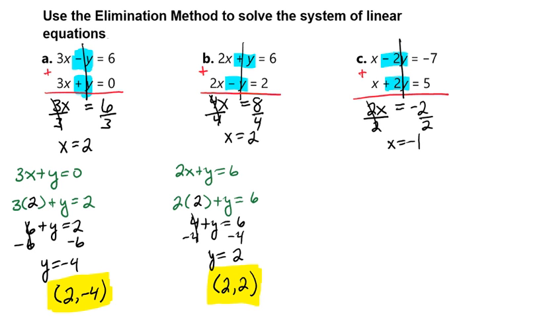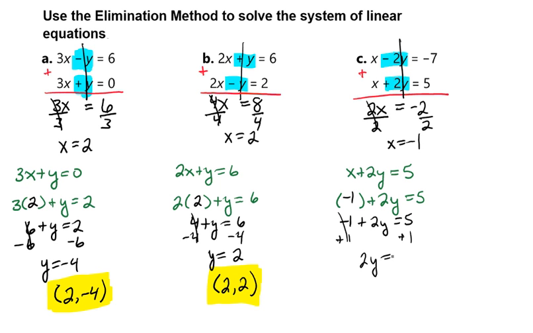And this time I think I'm going to plug it into my bottom equation. Now it doesn't matter which equation you plug it into. If you plug it in, you're going to get the right answer. So we'll plug it in, and that's going to give us negative 1 plus 2y equals 5. We'll add 1 to both sides, giving us 2y equals 6. Then we'll divide both sides by 2, getting y equals 3. And that will be our solution, negative 1 comma 3.